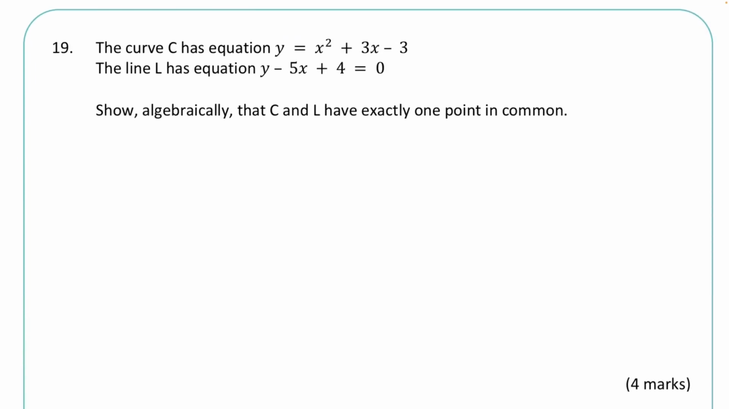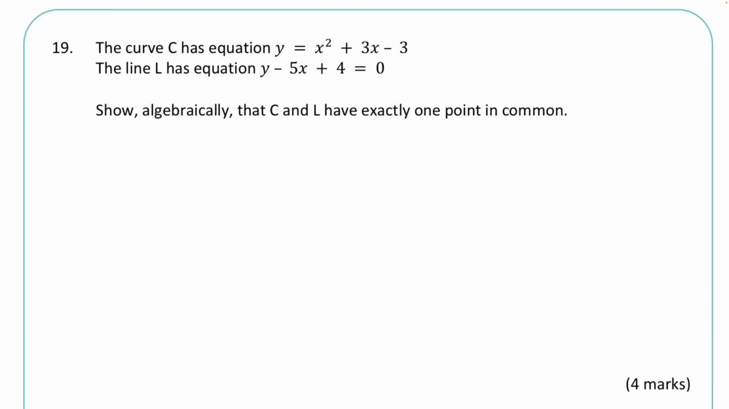Now question 19 says that the curve C has the equation y is equal to x squared plus 3x minus 3. The line L has the equation y minus 5x plus 4 is equal to 0. Now it says show algebraically that C and L have exactly one point in common. So for this question, we are essentially doing a quadratic simultaneous equation, but we do not have to use a substitution method for this.